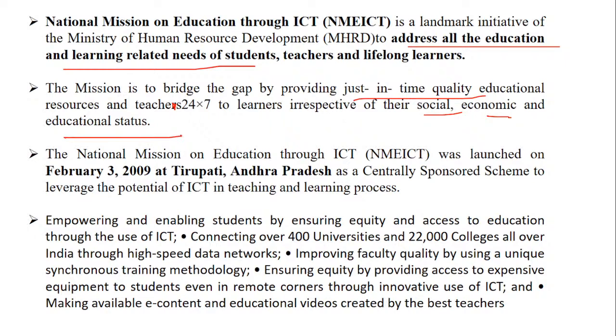Now see this sentence again. Certain sentences I highlight because they come in statement format just to confuse you. This sentence is from the portal itself. They have purposely given it: irrespective of social, economic and educational status. It means that there is no bifurcation or segregation done. Irrespective of any social background, any economic background or any educational status you are from, it is going to provide you the same type of quality education, 24/7.